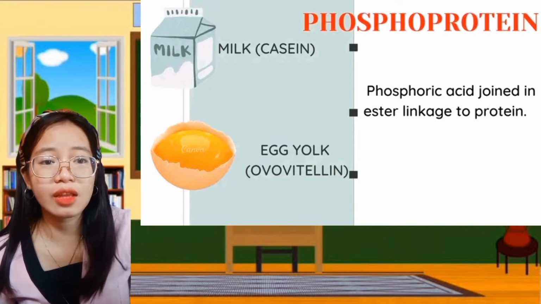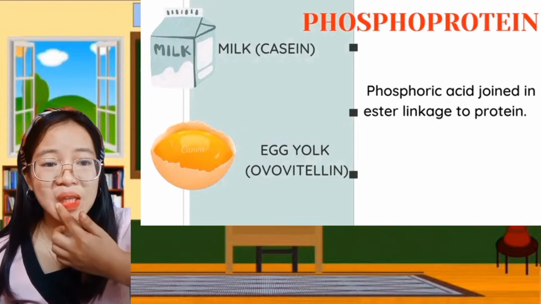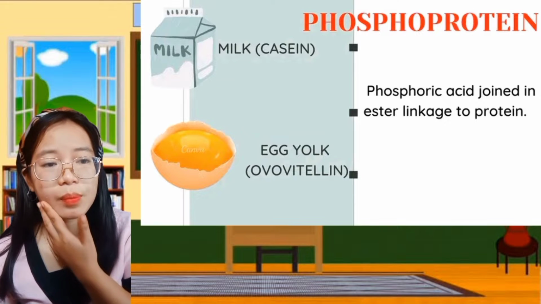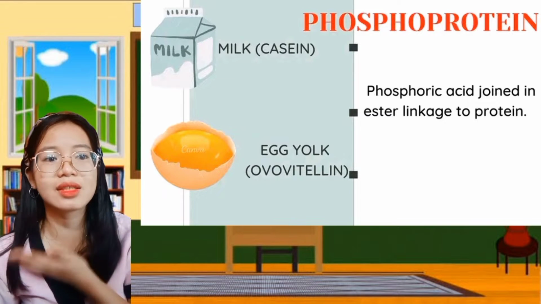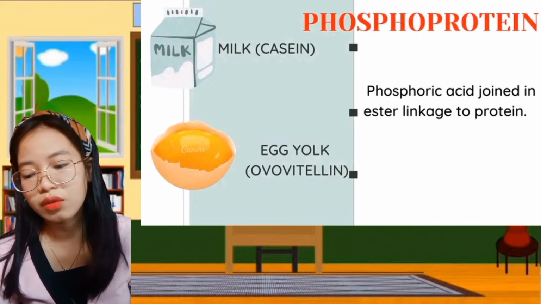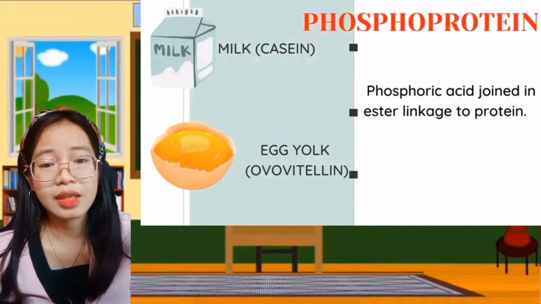So phosphoprotein can be found in milk, and it is called casein. And in the egg yolk, it is called ovovitellin. And phosphoprotein is phosphoric acid joined as the linkage to protein. And this phosphoprotein has a phosphate as a prosthetic group.